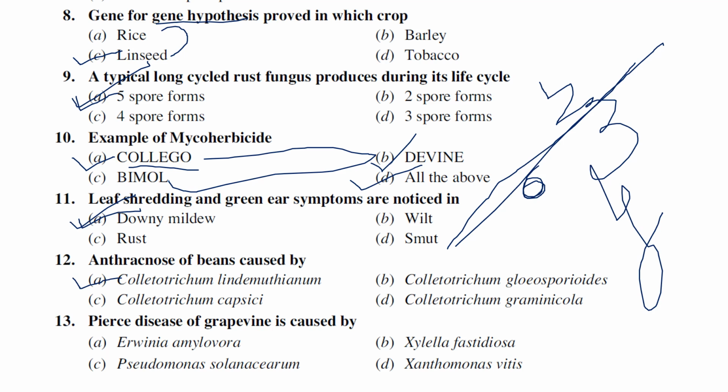So the next one is Pierce's disease of grapevine, caused by Erwinia amylovora, Xylella fastidiosa, Pseudomonas solanacearum, Xanthomonas vitis. So Pierce's disease of grapevine is generally caused by Xylella fastidiosa, and the other diseases you guys just go through.